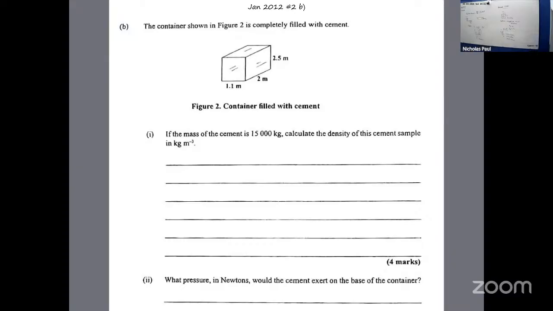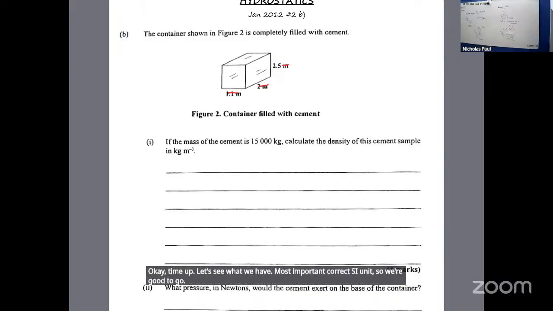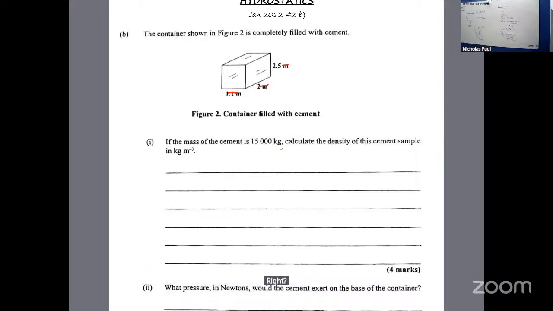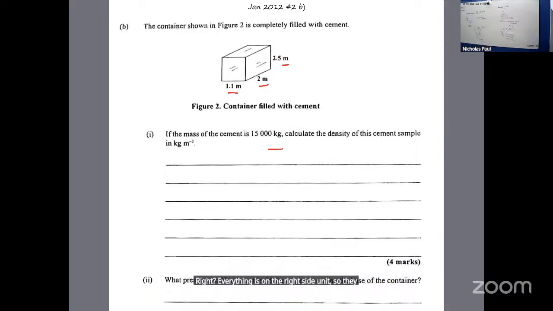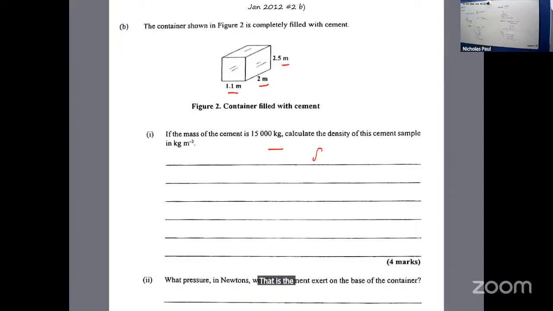Okay, time up. So let's see what we have. Most important, correct SI unit. Right? Everything is in the right SI unit. So they want us to calculate density. Density is equal to mass over volume, which is 15,000 all over the volume, 1.1 by 2 by 2.5.